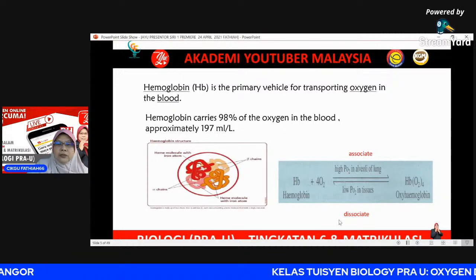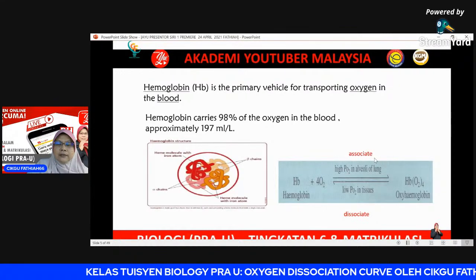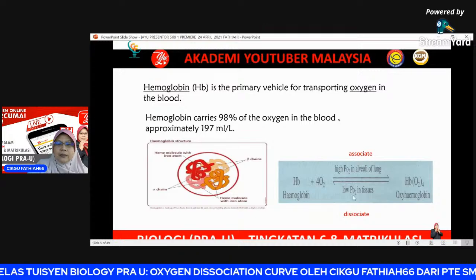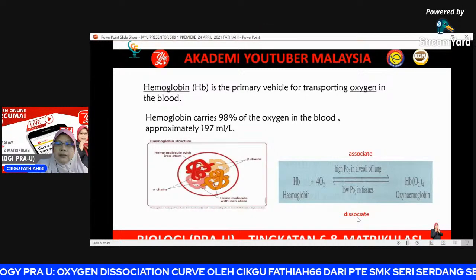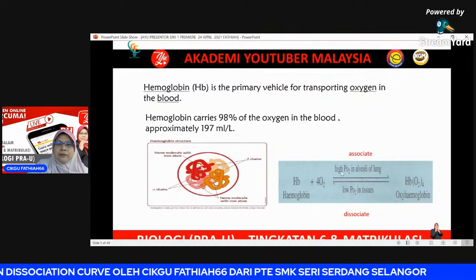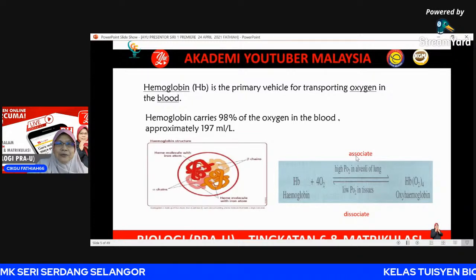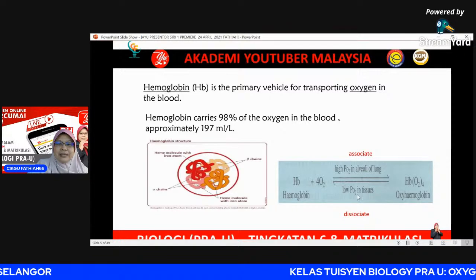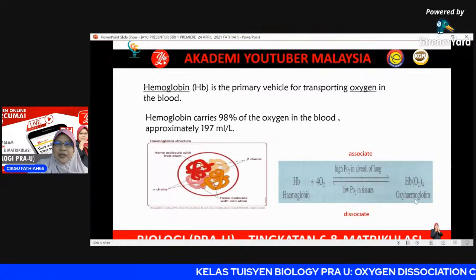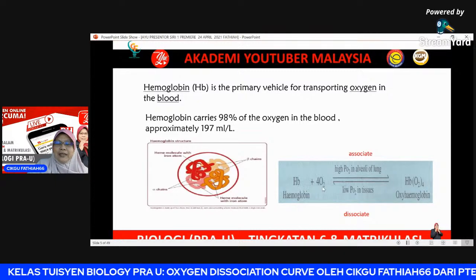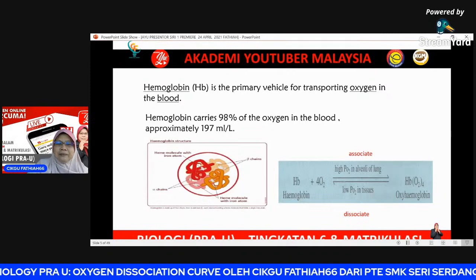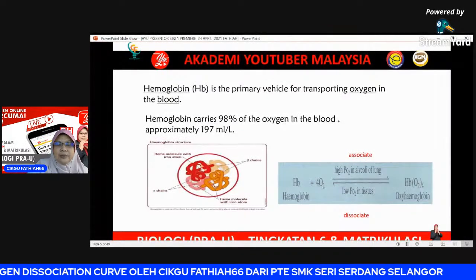For this topic, the oxygen dissociation curve actually comes from the word dissociate. Before we learn about dissociate, the word comes from associate. Dissociation of oxyhemoglobin is to form back hemoglobin and oxygen. Let me check the slide for association.